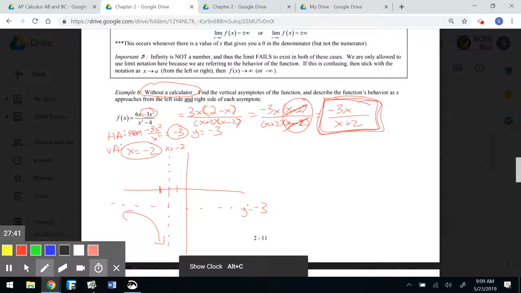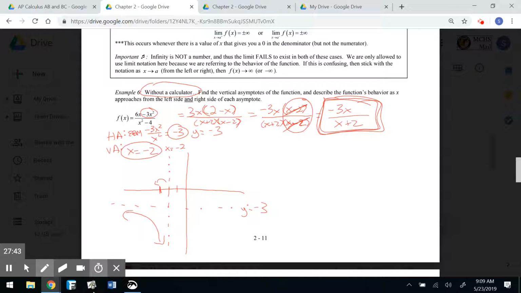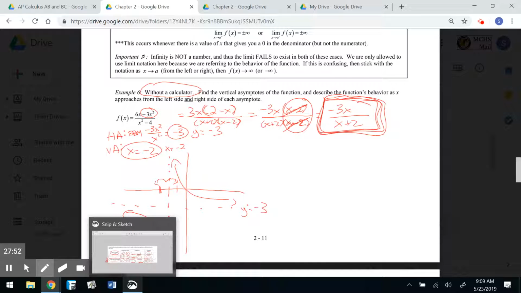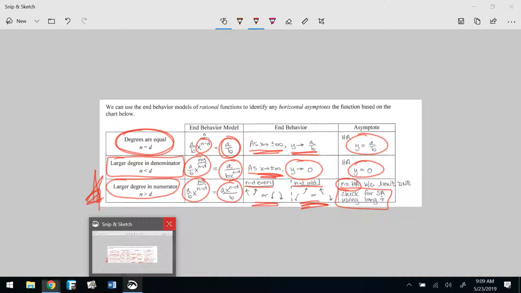So I'm going to pick a number to the left and a number to the right. Let's pick a number to the right, like -1. If you put a -1 into that function, you get a positive. So just a real brief sketch gives me a graph that looks like that. And now I can answer my questions.